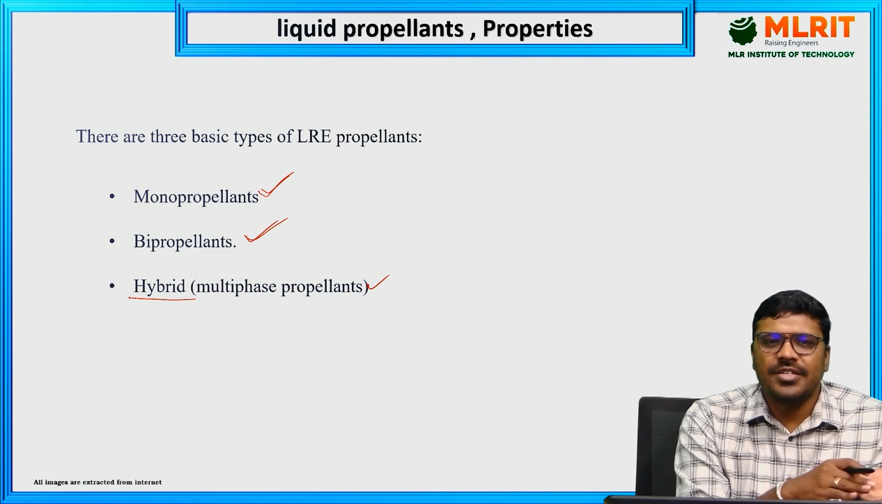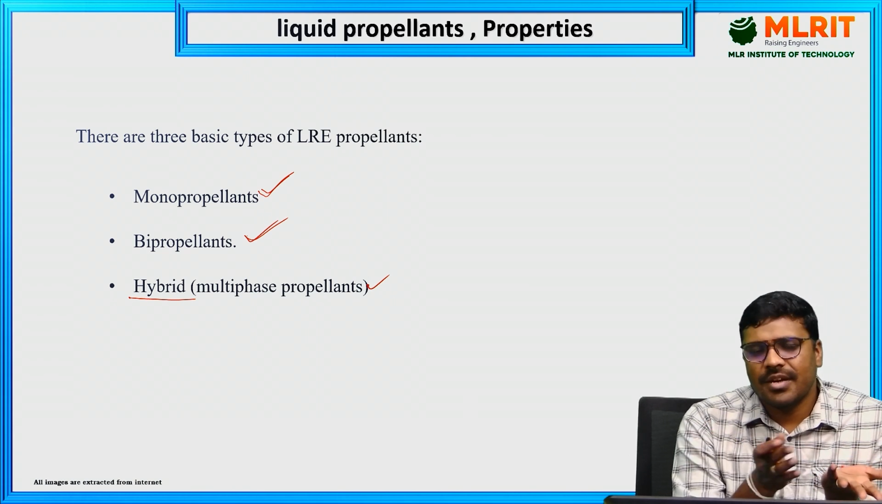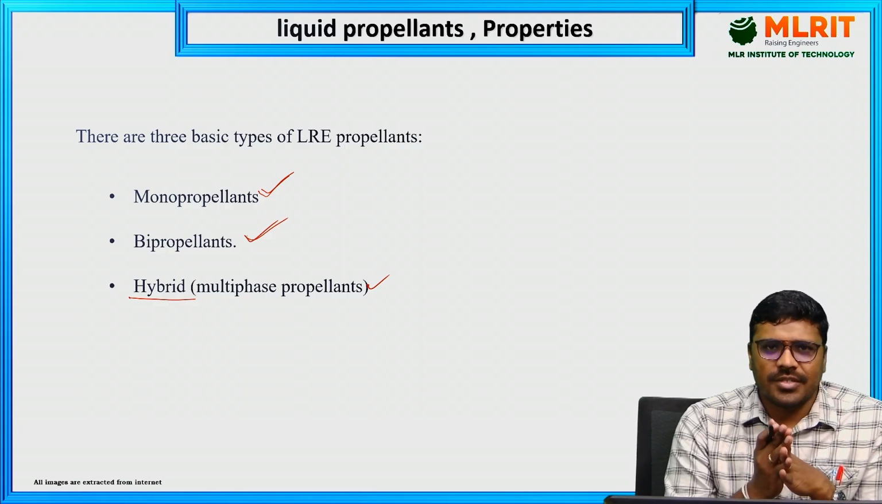One will be in liquid state, another in solid state, or one in liquid and another in gaseous state, like that. These are hybrid propellants, combinations based upon the propellant combination.